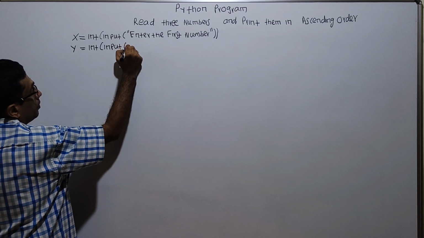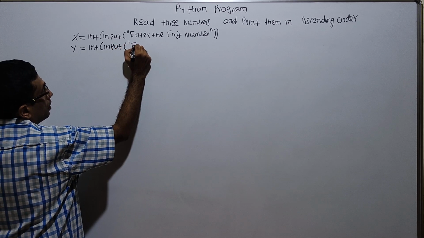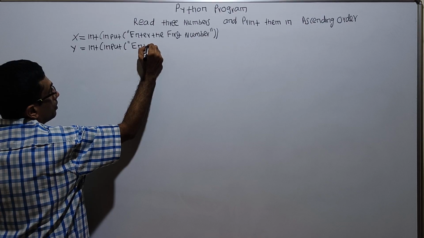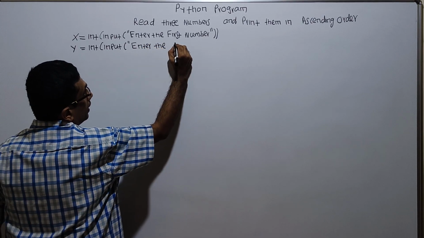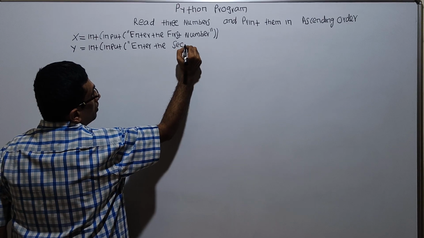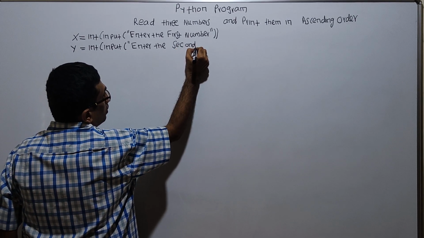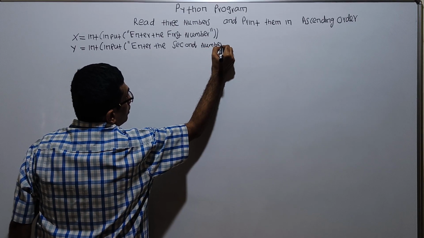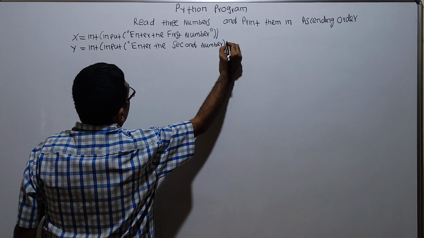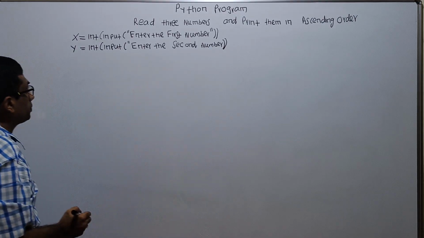Likewise, I am getting another number, y equal to int of input of "Enter the second number". Closing the input statement and closing the int function.